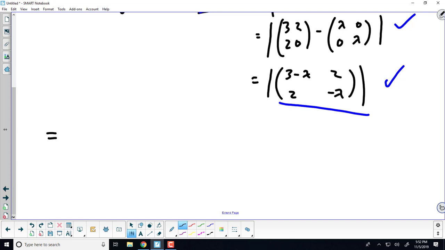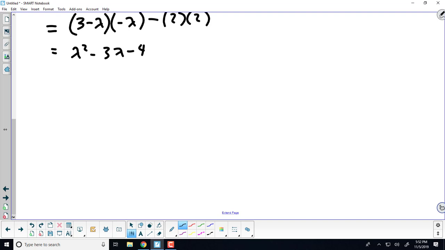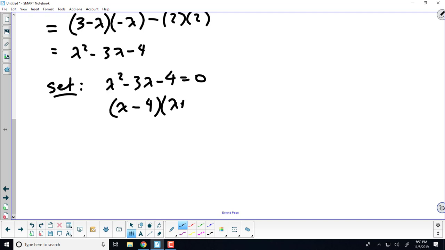Okay. So what is the determinant of this? Well, it would be 3 minus lambda. This is a nice 2 by 2, so we can do that crisscross method. So 3 minus lambda times minus lambda, minus 2 times 2, right? That comes out to be lambda squared minus 3 lambda minus 4. So if we set the characteristic equation equal to 0, we get lambda squared minus 3 lambda minus 4 equal to 0. That factors as lambda minus 4 times lambda plus 1 equals 0. So that happens for lambda equal to 4 or lambda equal to negative 1.